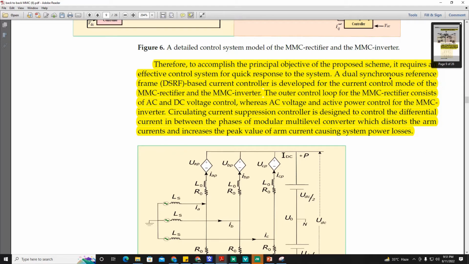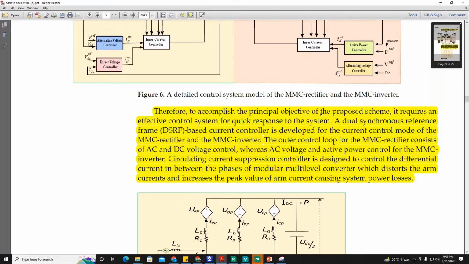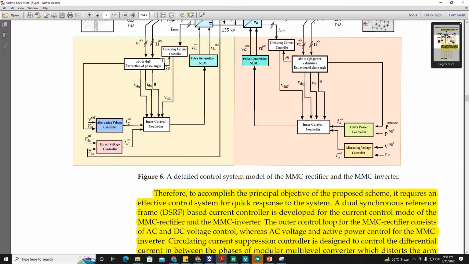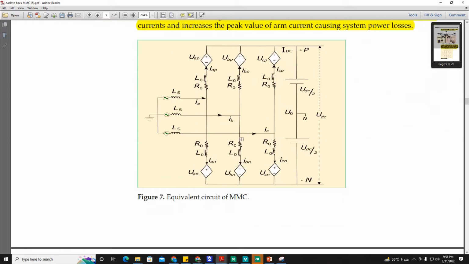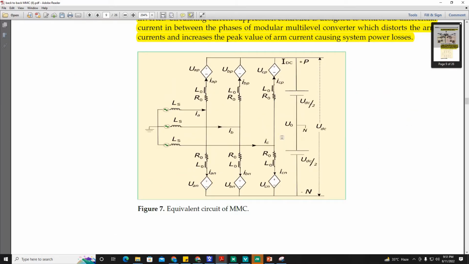Here, a dual synchronous reference frame based current controller is developed for the current control mode. So this inner current control is basically a dual synchronous reference frame. Why do we need a dual synchronous reference frame? We are discussing. Okay, this is the equivalent circuit of MMC.